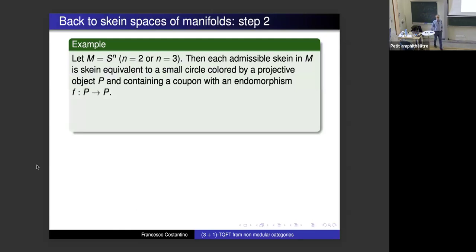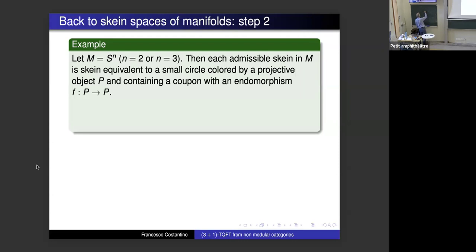So an example now, what is, for instance, this vector space associated to the sphere S2? Let's take n equals 2, take the sphere. So what are the admissible scales in the sphere? Let's draw a few pictures. They are just graphs in the plane, because the sphere is basically the plane plus 1 point, right? They are graphs in the plane with some coupons. They can be more complicated than this, but I'm lazy, okay?